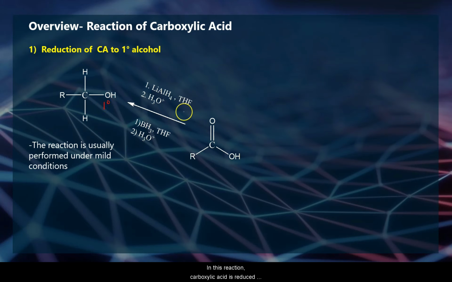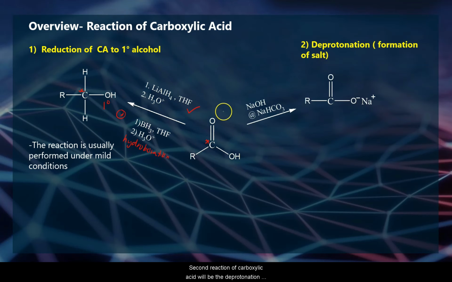In this reaction, carboxylic acid is reduced when treated with a reducing agent such as lithium aluminum hydride in the presence of tetrahydrofuran in acidic medium, or by treating with borane in the presence of THF in acidic medium. The carboxylic acid will be reduced as it forms primary alcohol.